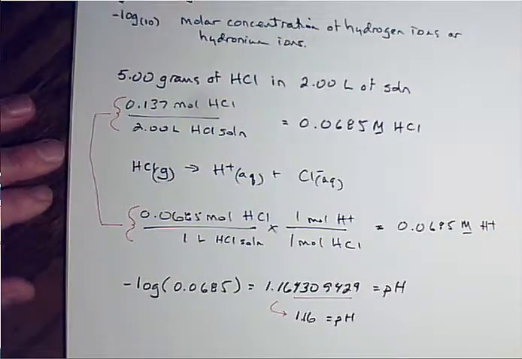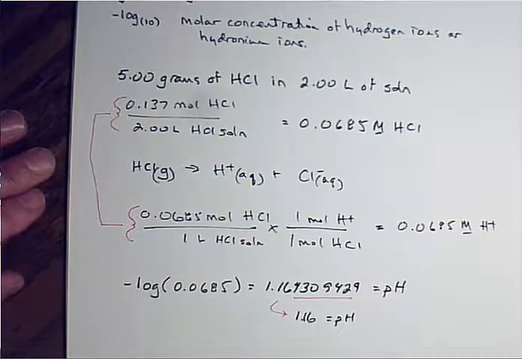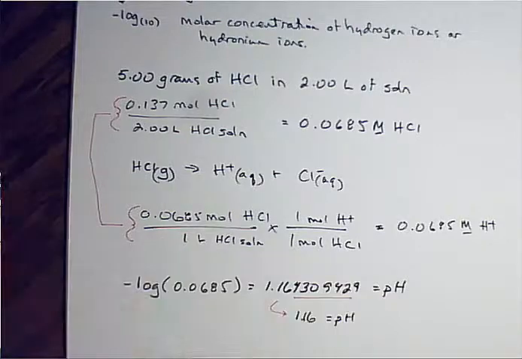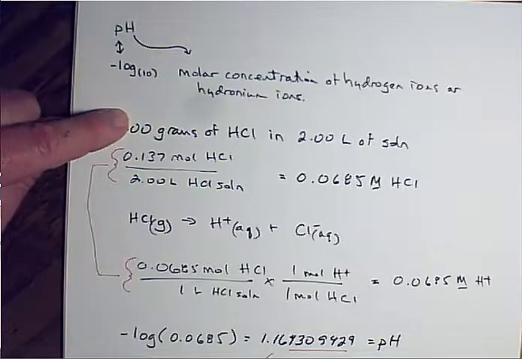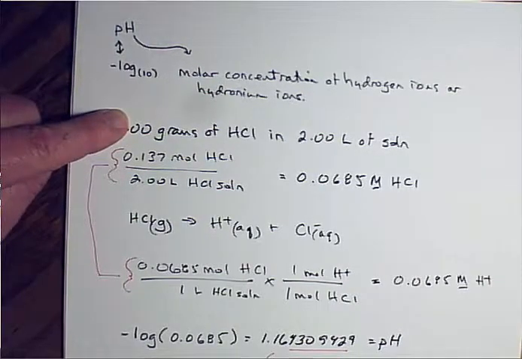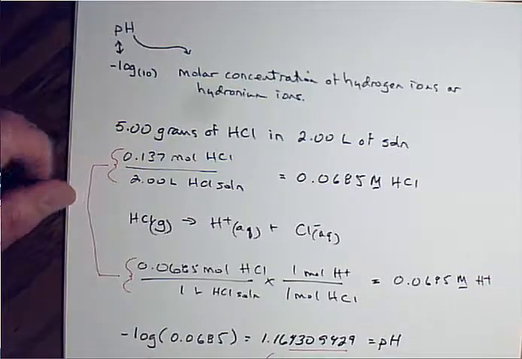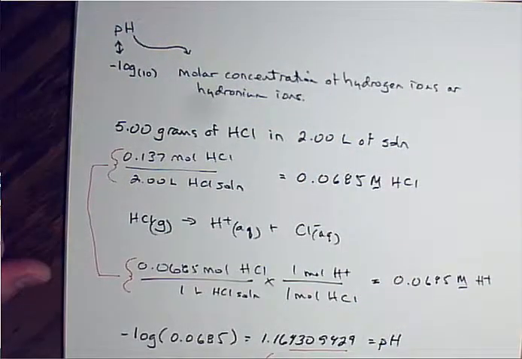Everybody understand what we're doing so far? All right, so here's the main thing I want you to get out of just this. pH is the negative logarithm base 10 of the molar concentration of hydrogen ions. That's the definition I want you to know out of just this part here. pH is the negative logarithm base 10 of the molar concentration of hydrogen ions in a solution.